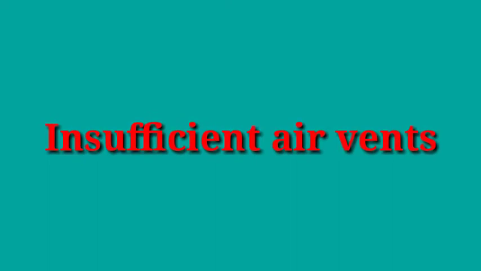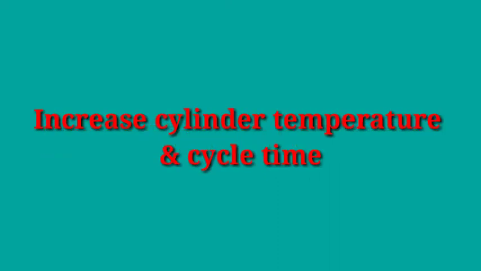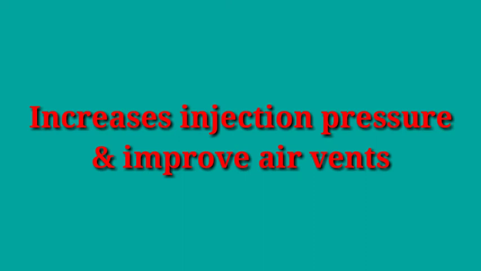Now we are going to see the remedies. Increase cylinder temperature and overall cycle time needs to increase. Increase the injection pressure and improve the venting. In this way we can avoid the weld line.